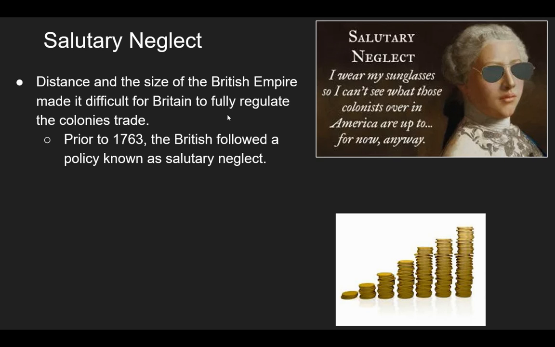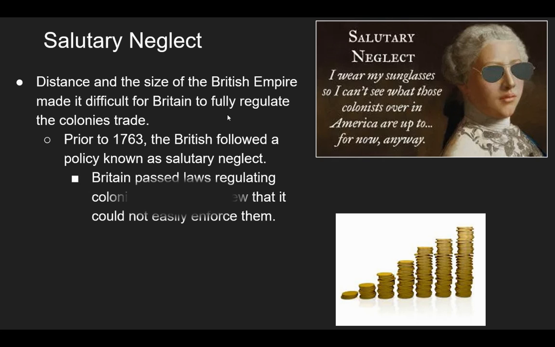Before 1763, Britain followed a policy known as salutary neglect. That's when Britain passed a law regulating colonial trade, knowing that they could not enforce that law.